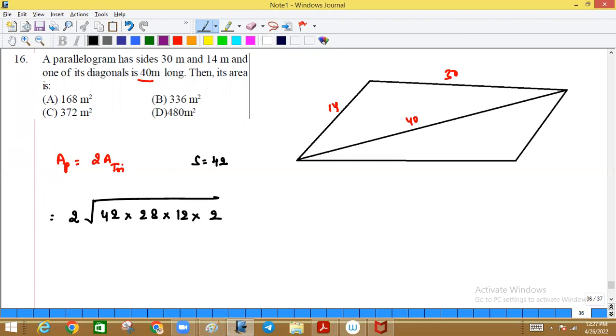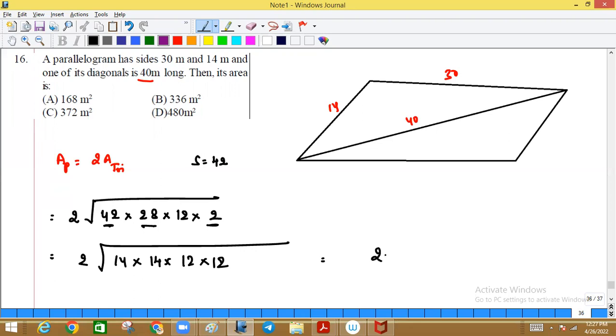Is that clear? 14 3s are 42, 14 2s are 28, 6 2s are 12. So I'll write 14 into 3, 14 into 2. So it is 6 left, 6 into 2 is 12 into 12. I can completely write it like this. Therefore, what is the area? This is 14, it's 12. Finally, you got 14 into 24. You can do it, or else you can do 28 into 12. Doesn't matter anyway. So how much is it? 336 meters square.